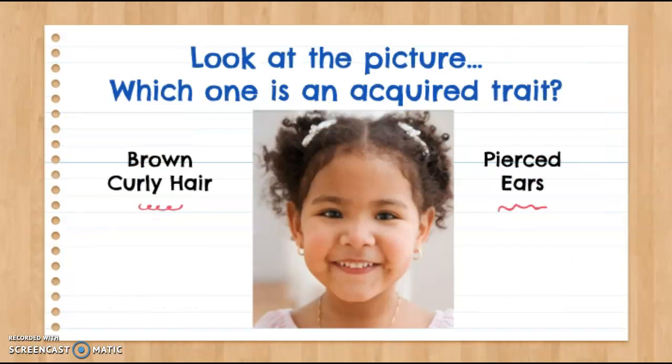Let's look at this picture. Here's a little girl. There are 2 traits, brown curly hair or pierced ears. Which one is an acquired trait? Think, which one did this little girl not get from her parents?